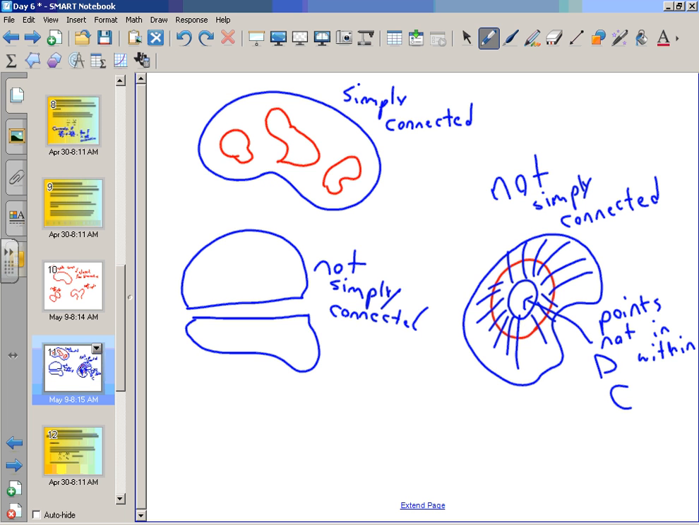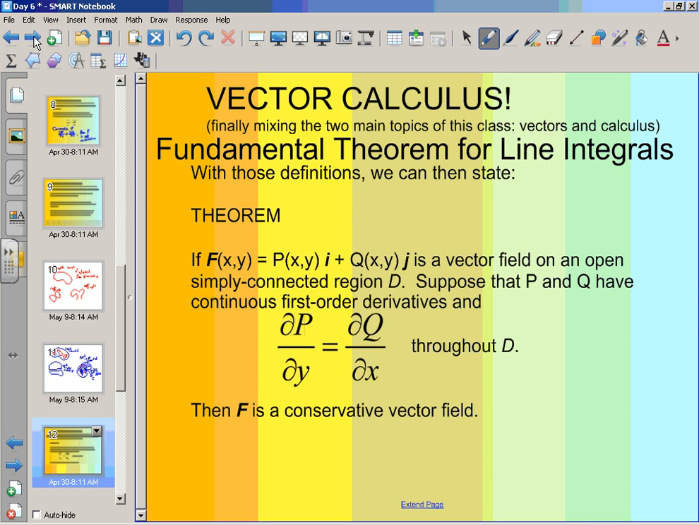Okay. So if we define our region like that as a simply connected region, then we can also say that if these partial derivatives are equal to each other, then f is a conservative vector field. Before, we had if not b, then not a; this says if b, then a. So on a simply connected region, these are if and only if statements. If it's conservative, then this is true, and if this is true, then it's conservative.